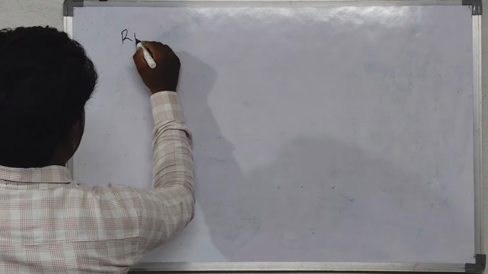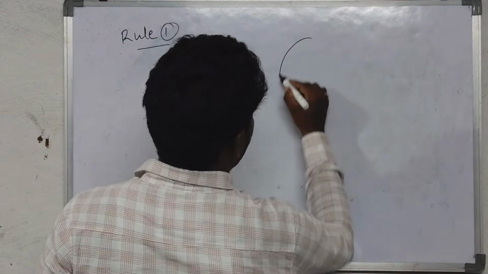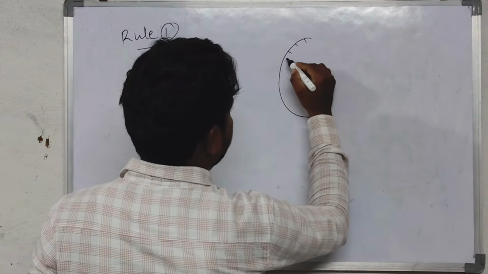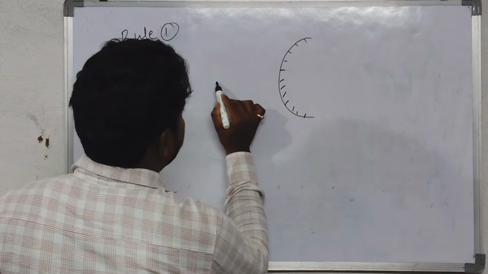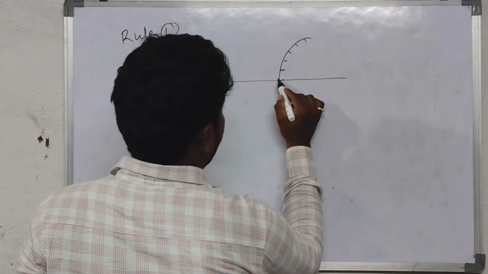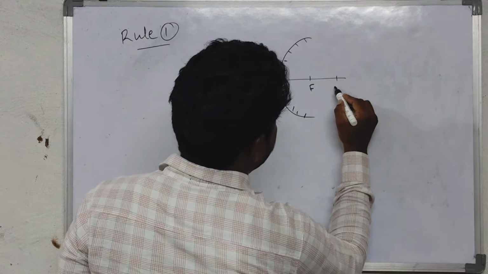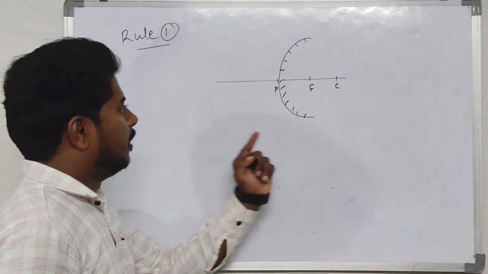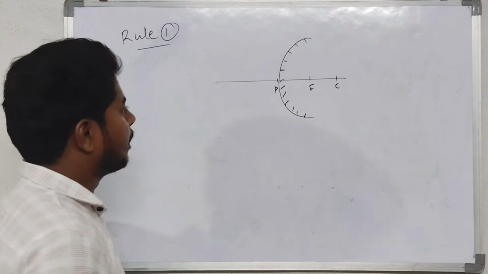Rule number 1. A convex mirror has a curved outward reflecting surface, so oblique lines are taken inside of the mirror. An imaginary line that passes through the center of the mirror is called the principal axis. This is the pole, this is the focus, and this is the center of curvature. Focus and center of curvature are taken inside of the mirror for a convex mirror.